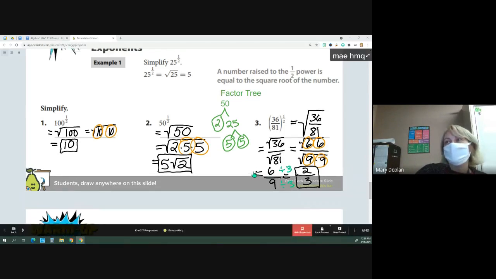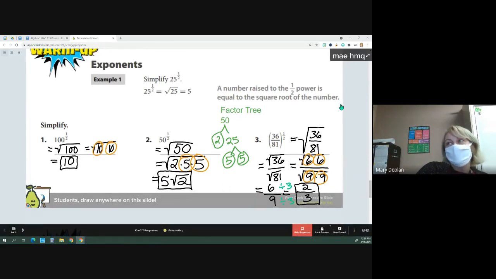You guys have questions on any of the warm-up problems? We are going to be working with square roots today. I do have a question. How did you get 5 times the square root of 2 again?